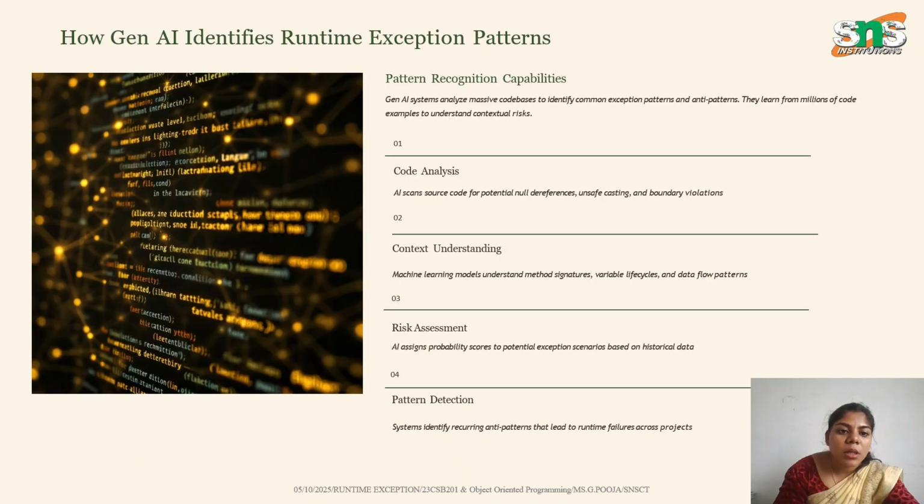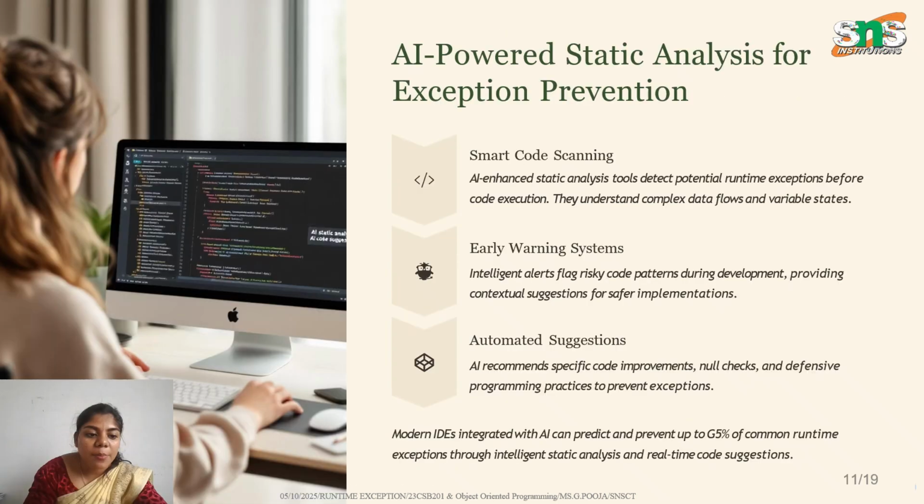And now generative AI, artificial intelligence, can recognize exception patterns in massive code bases by analyzing millions of lines of code. AI systems learn where runtime exceptions commonly occur. They perform code analysis, scanning for null references, and then through context understanding, machine learning models follow the variable life cycles. And using risk assessment, AI predicts where the exceptions are most likely to appear before execution even happens.